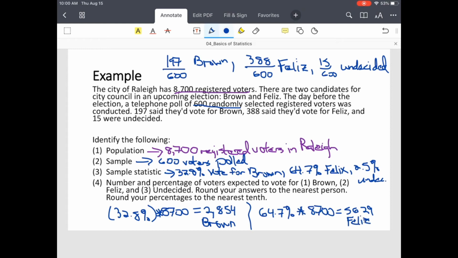And then our undecided, we had 2.5% times 8,700, so 218 is undecided. All right, and that's how we apply a sample statistic to the population and make an estimate.